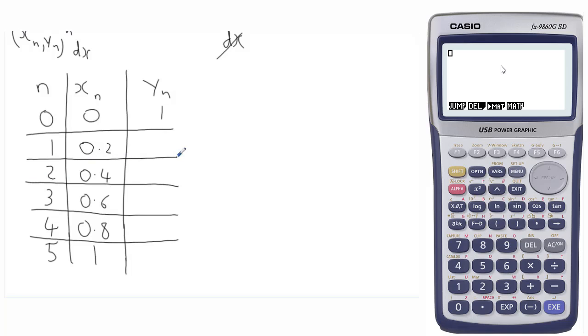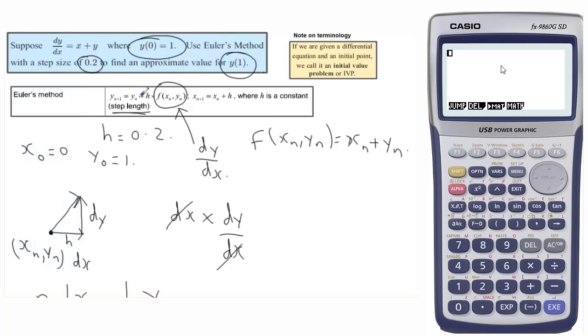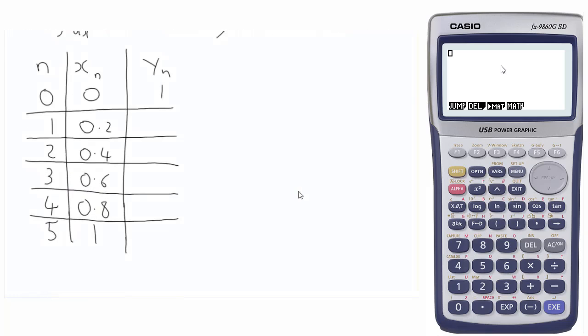We're probably going to need a bit more room than that to do the calculations. We now need to think about how we calculate y1 from x0 and y0. We are told that the general principle is yn plus 1, so the next y, equals the current y plus step length times dy by dx at that point. Dy by dx is x plus y.